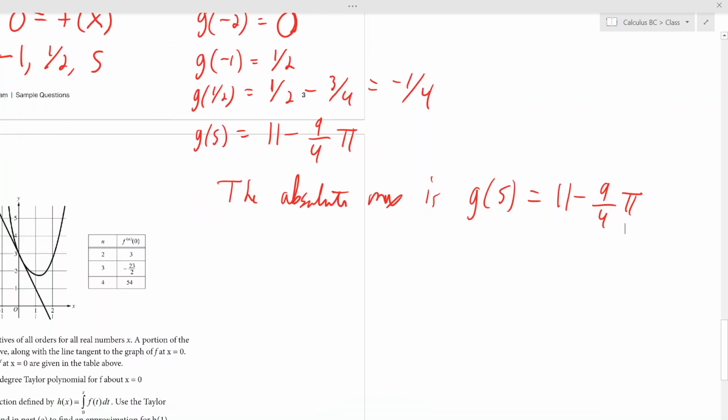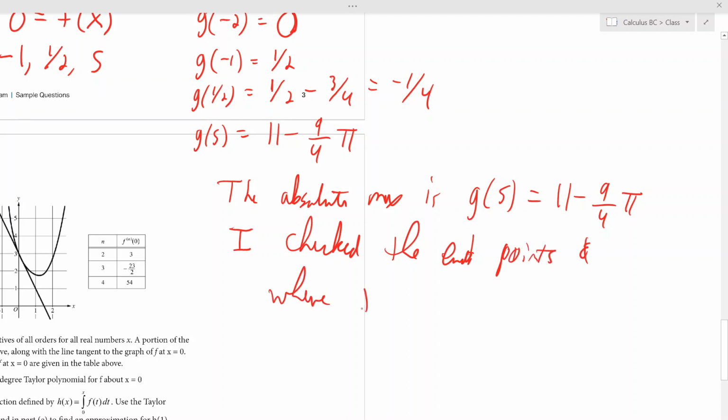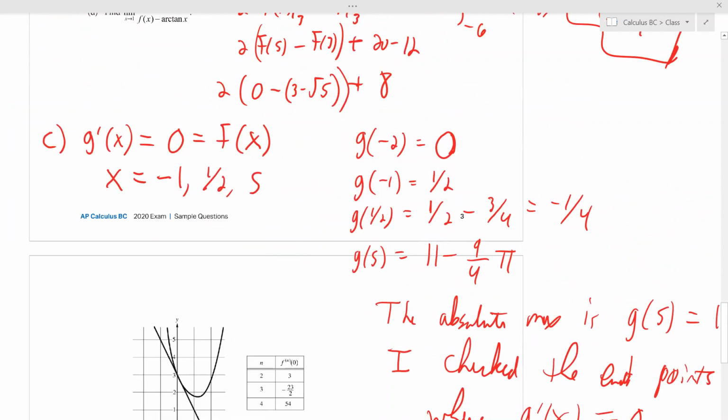Okay. And then I always had you guys write this too. Like, this is not super necessary as long as you showed all your work, but I made you write this just so you remember the process. I checked the endpoints, right? Because you got to do that if they ask for an absolute max. And where g prime of x equals 0. Cool. So that's that whole big mess.